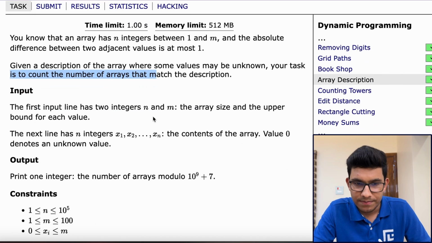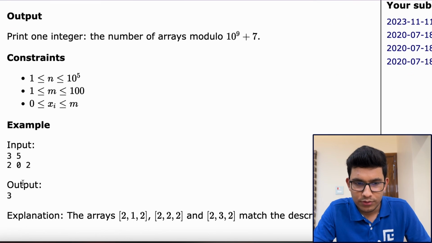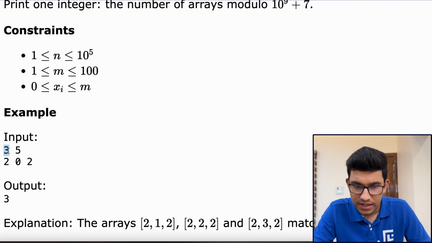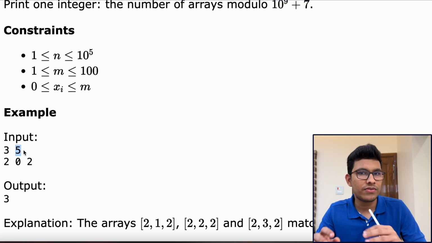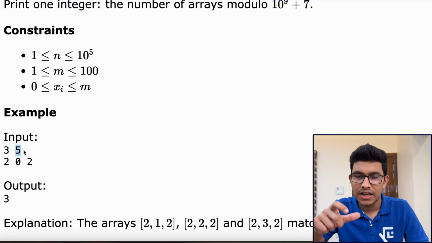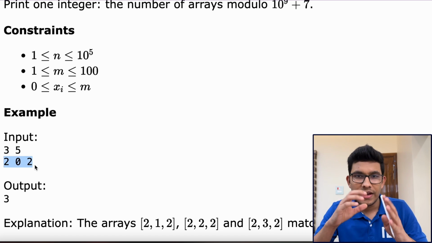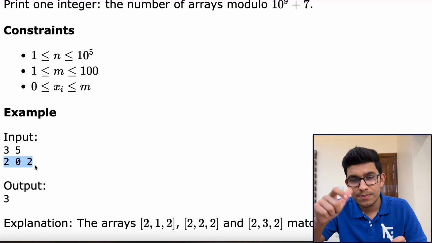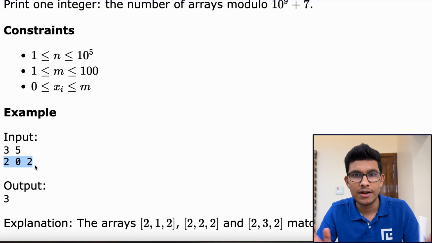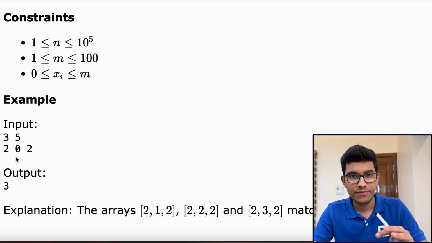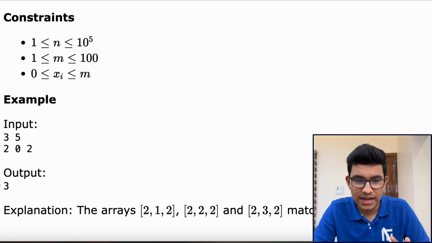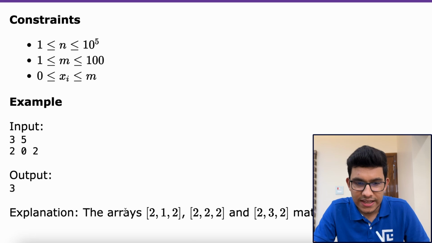Okay. So essentially, if you look at this example, they've told us that n is equal to 3, m is equal to 5. m is equal to 5 means that all the values in this array have to be between 1 and m. Wherever there is a 0, it means that this particular index does not contain any element right now. You have to fill it with an integer. So if you look at the number of different arrays that you could construct out of it, the answer is given as 3. So they've also given us the explanation here.